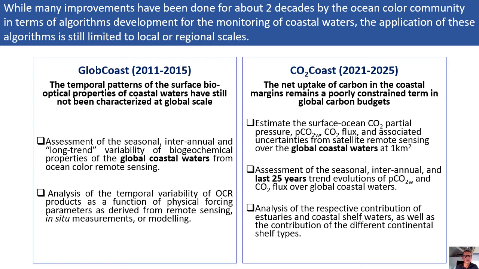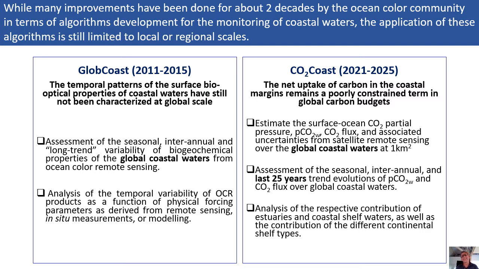For CO2 Coast, the main goal is to address the fact that the net uptake of carbon in the coastal margin remains a poorly constrained term in global carbon budgets. The objectives of CO2 Coast are first to estimate the surface ocean CO2 partial pressure and CO2 fluxes over the global coastal water at 1 square kilometer, which is quite high compared to the products which are right now available, at spatial resolutions of about 30 square kilometers.